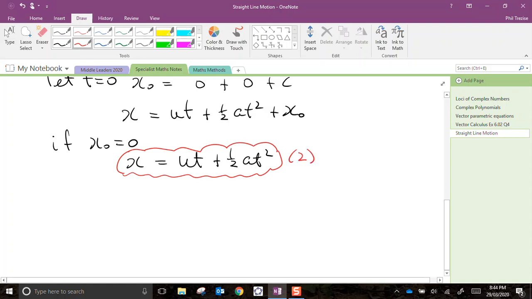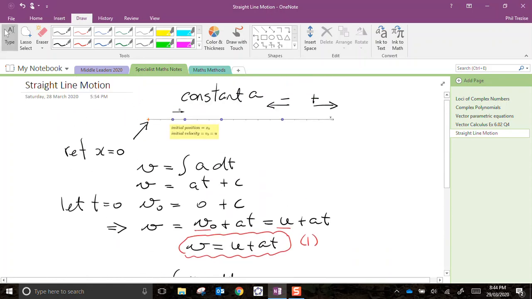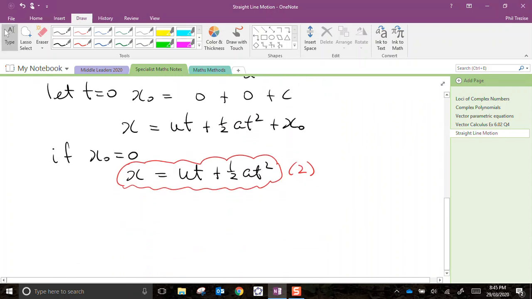x here represents the position along the x-axis, and in the case that x naught equals 0, it would also represent the displacement. If x naught didn't equal 0, which is sort of the previous step back, this would be x minus x naught, or you could leave the x naught there either way. But just remember, commonly x naught equals 0.